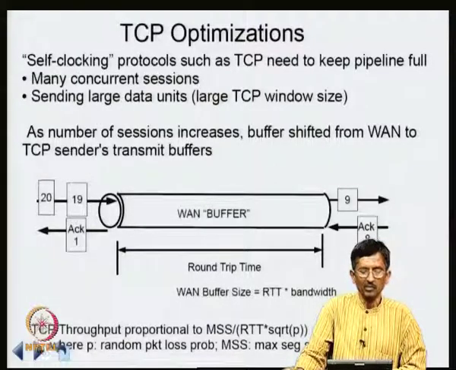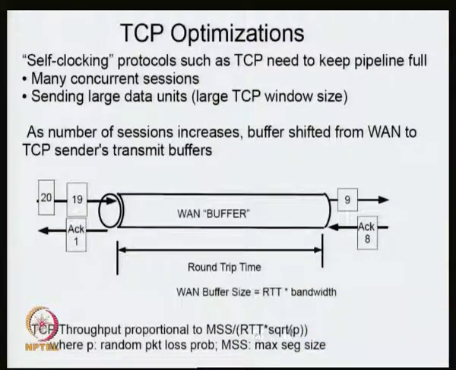So, the TCP throughput is proportional to MSS by RTT times square root of P, where P is the random packet loss probability and MSS is the maximum segment size. Okay. So, the way to increase throughput is to increase MSS, or decrease your probability of losing packets, or make sure RTT is small. Okay. This is the only way to increase throughput.